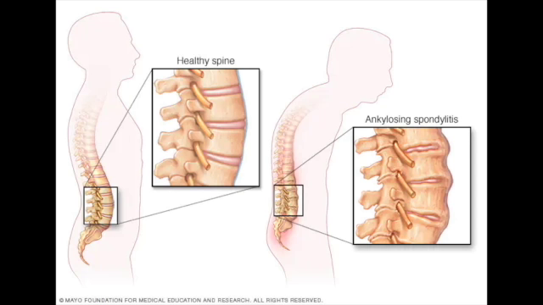Enteropathic arthritis, which is associated with IBD like Crohn's and ulcerative colitis. Ankylosing spondylitis: chronic inflammatory arthropathy of the axial skeleton, spine, and sacroiliac joints with progressive spine stiffness. Ankylosis equals stiffness of the joints due to fusion of the joints.